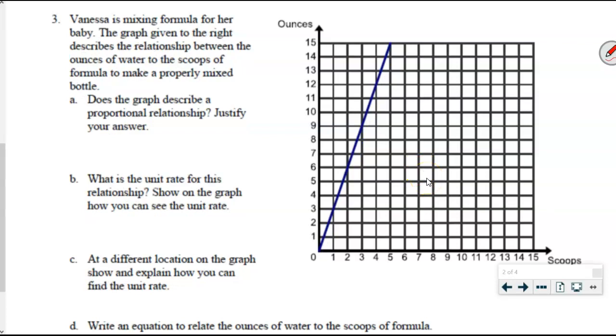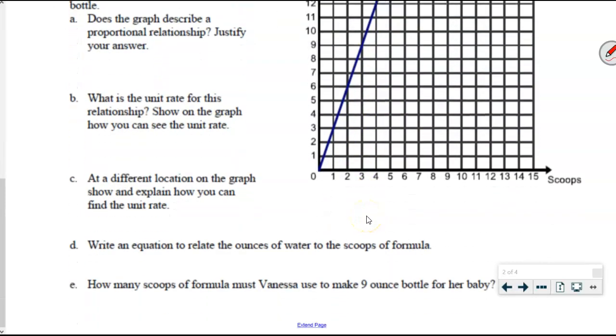Vanessa is mixing formula for her baby, and the graph given to the right describes the relationship between the ounces of water to the scoops of formula to make a properly mixed bottle. Does this graph describe a proportional relationship? Make sure you justify your answer. What's the unit rate? Where can I see it on the graph? At a different location on the graph, show and explain how you can find that same rate or ratio, and then write an equation. Use that equation to answer the question that follows.